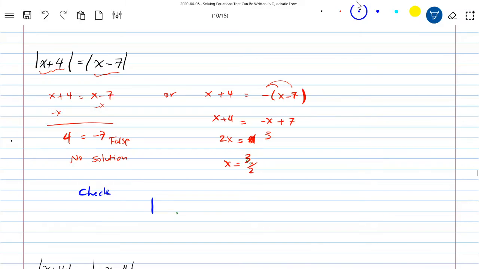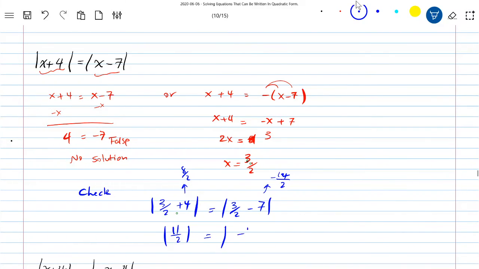Okay, let's replace 3/2. 3/2 plus 4 equals 3/2 minus 7. Is this true or not? 4 is 8/2. 7 is negative 14/2. Okay, 3/2 plus 8/2 is 11/2. What's the value of that? 3/2 minus 14/2 is negative 11/2.